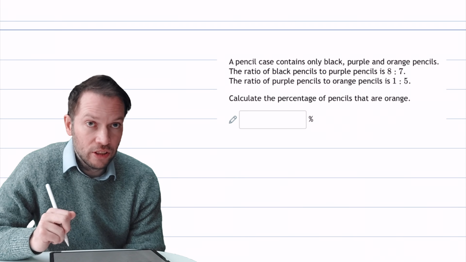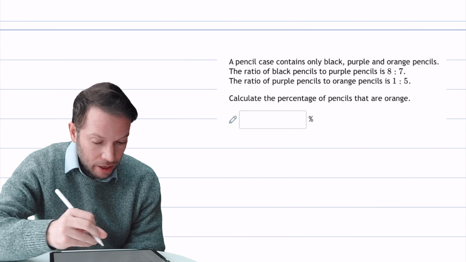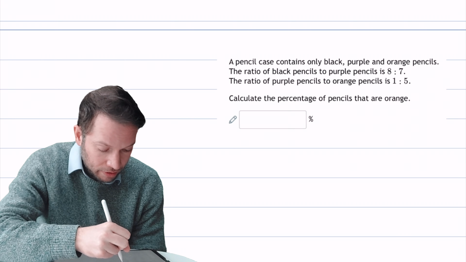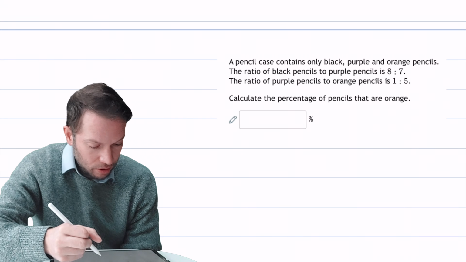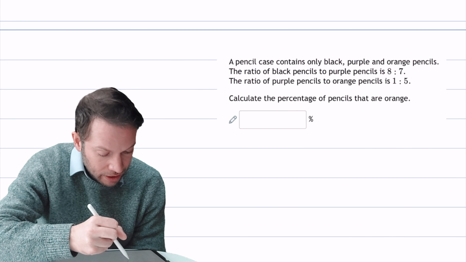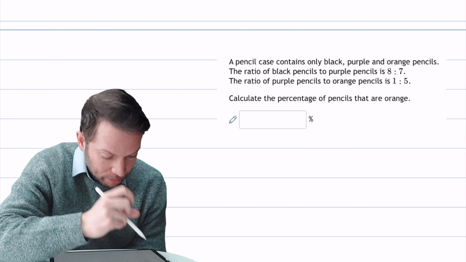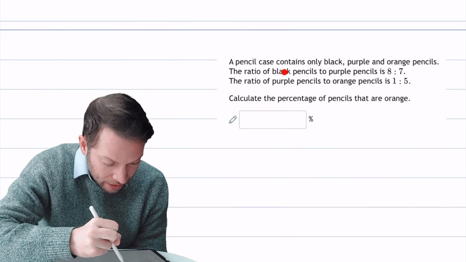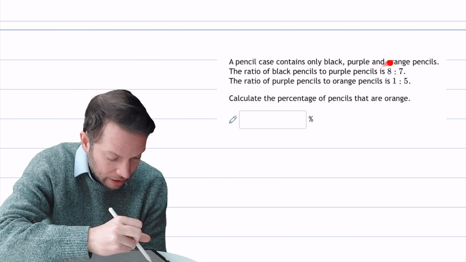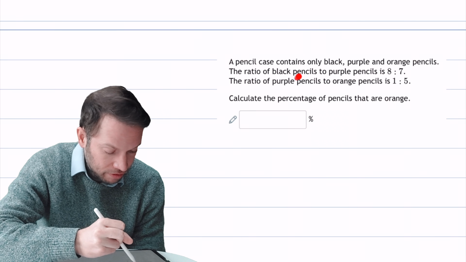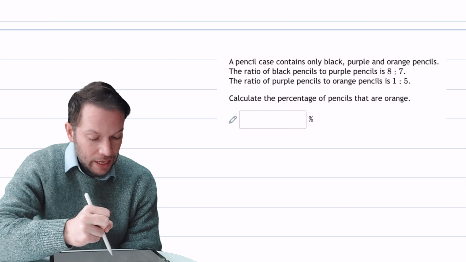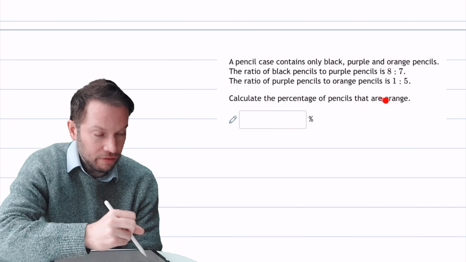Hi, in this video we're going to combine ratios together and end up with a sort of fraction or a percentage at the end of the question. So we've got a pencil case. It only contains black, purple and orange pencils. The ratio of black pencils to purple pencils is 8:7, and the ratio of purple pencils to orange pencils is 1:5. Calculate the percentage of pencils that are orange.